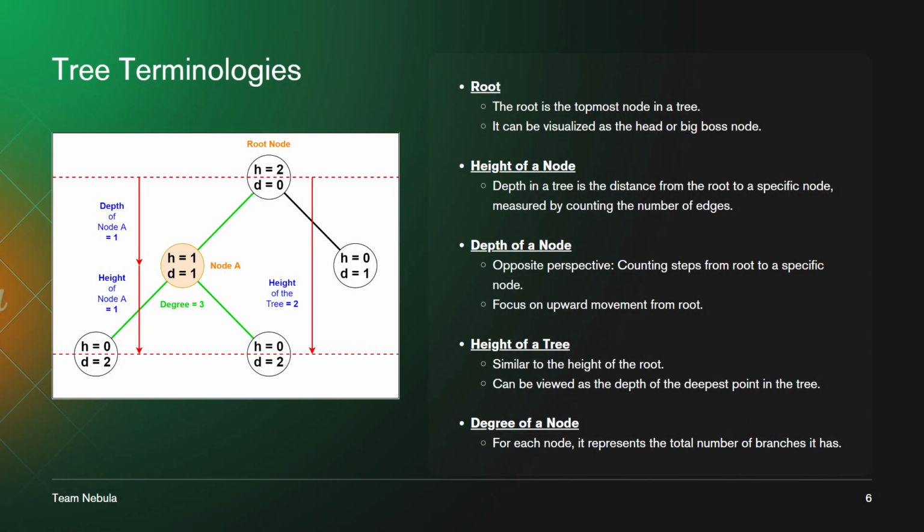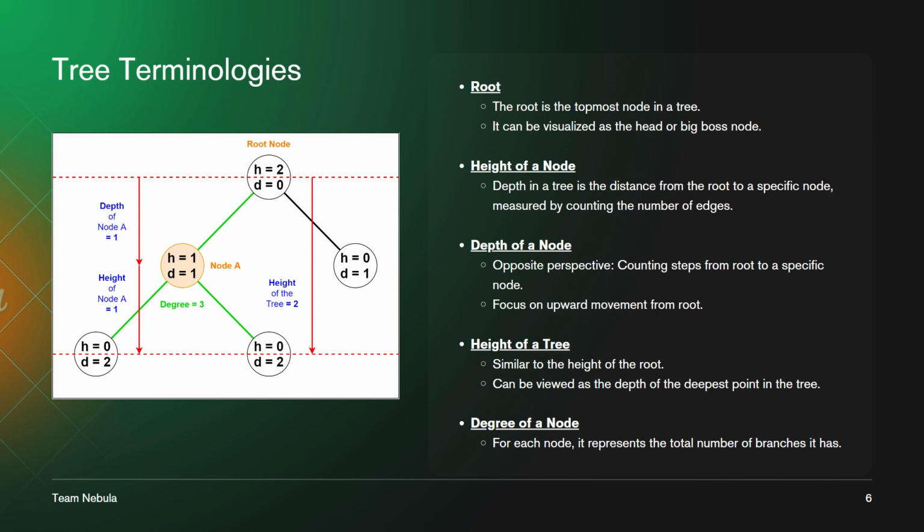Root. The root is the big boss node right at the top. Imagine it as the head of the tree. Height of a node. This is like measuring how far you would have to climb down from a particular node to reach the very bottom of the tree. Just count the steps, or in our case, the edges. Depth of a node. Now, this is kind of the opposite. It's like counting how many steps you need to climb up from the root to reach a particular node. Height of a tree. This is just like the height of the root, or you can think of it as how deep the deepest point in the tree goes.